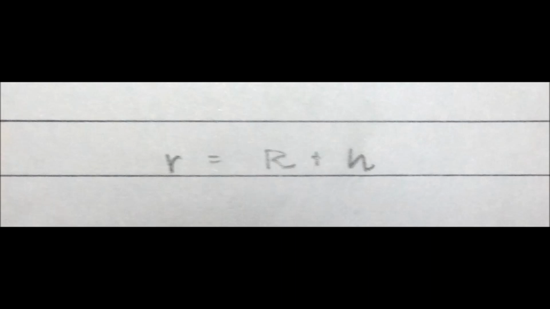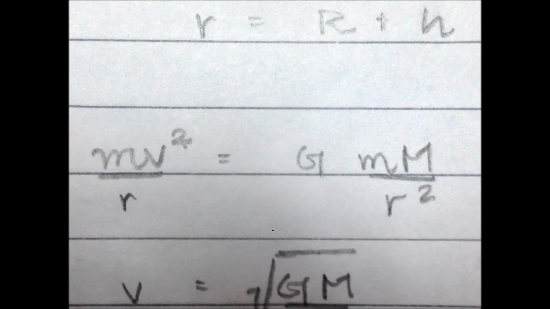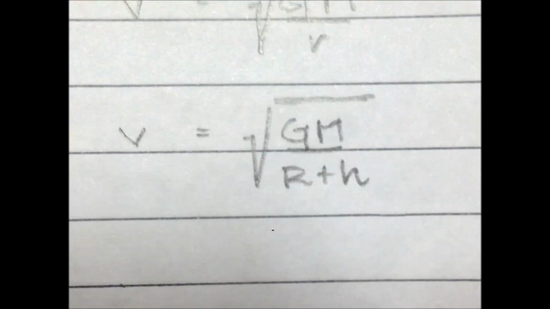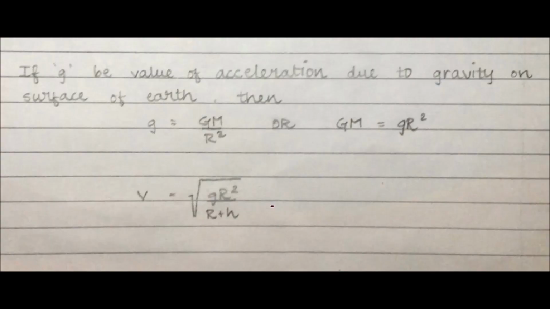The satellite will keep moving in the circular orbit as long as the equation below is satisfied. m v squared by r is equal to G m M by r squared. On simplifying this equation, we get v is equal to the square root of G M upon r. Substituting the value of r as R plus h, we get v is equal to the square root of G M upon R plus h. This expression of the orbital velocity is in terms of the radius of the circular orbit.